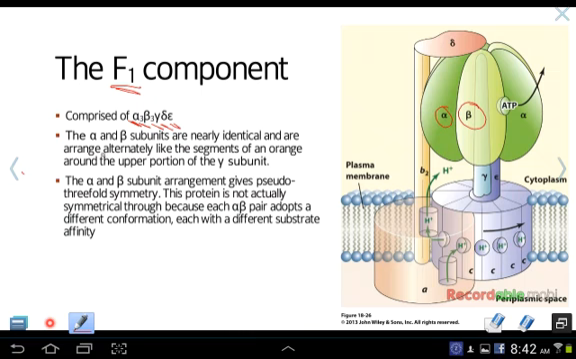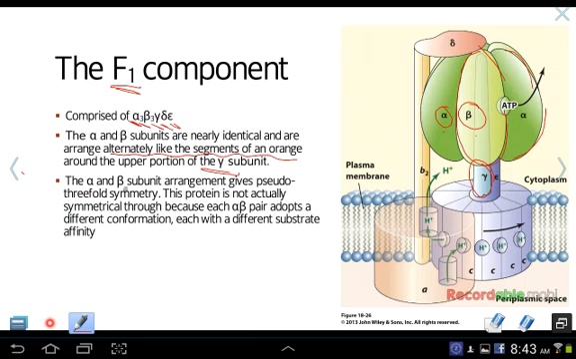And they are arranged in an alternating fashion, sort of like people think of it as slices of an orange or segments of an orange, as you can see here. And they alternate, so you get alpha, beta, alpha, beta, alpha, beta around, and they sit on top of the gamma subunit.